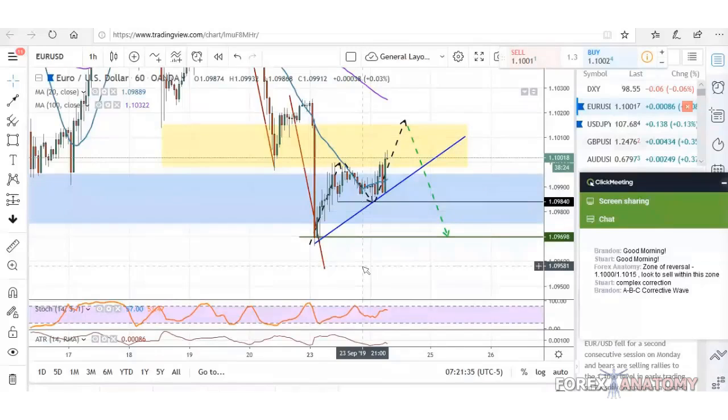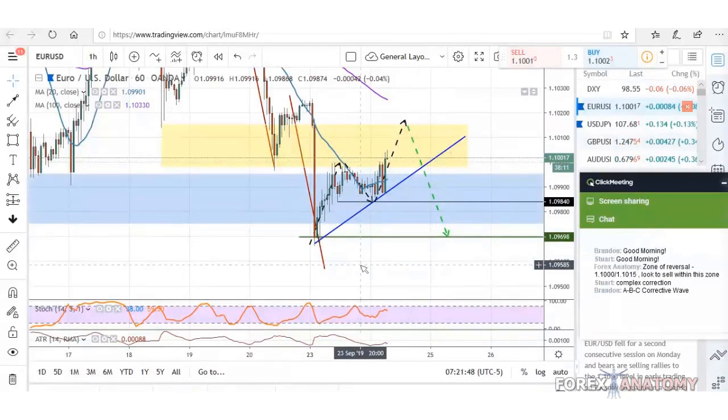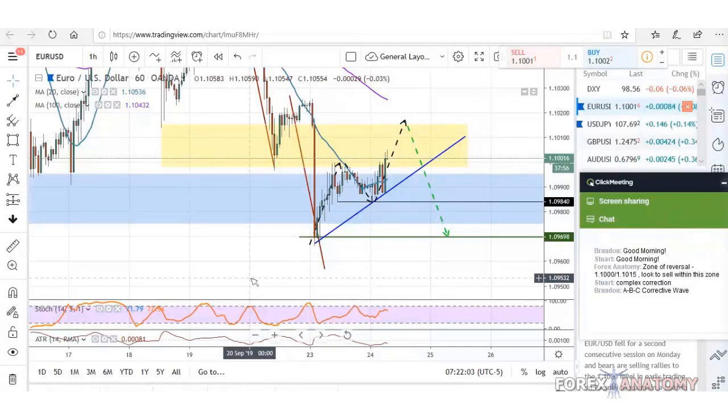Some people call it an ABCD corrective wave because of the different points. You have point A, point B, point C, and point D right here, where the pattern will complete, and then you have price sliding lower. But this is what you would call an ABC pullback or an ABCD corrective wave. So price could extend all the way up to this area or to the highs of this zone that we identified, and then start sliding lower. But just pay attention to that.